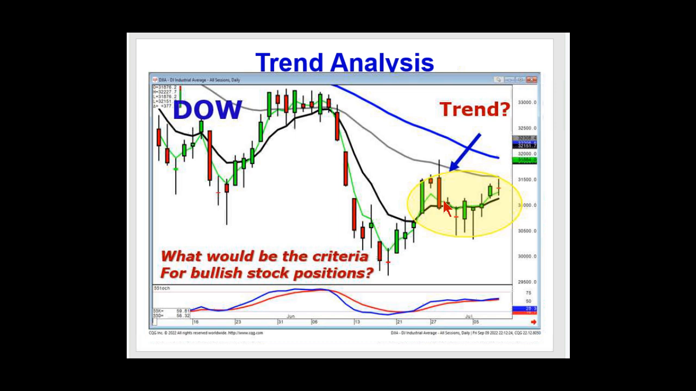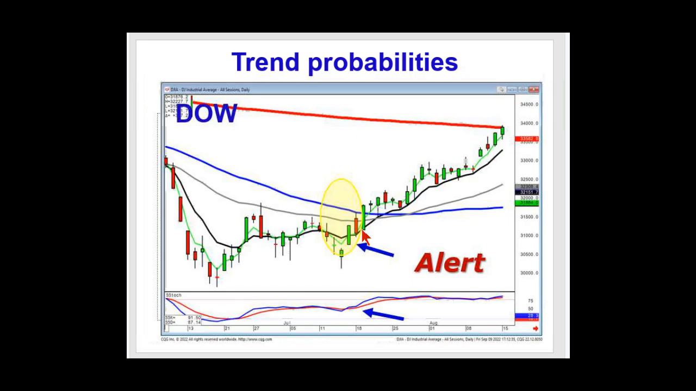So at least at this point, we can make a decision to say, all right, maybe some of our longs want to close out. And then we see another pattern setting up. So it allows us to get in and out of positions at the appropriate time. There's our alert, that gap up.